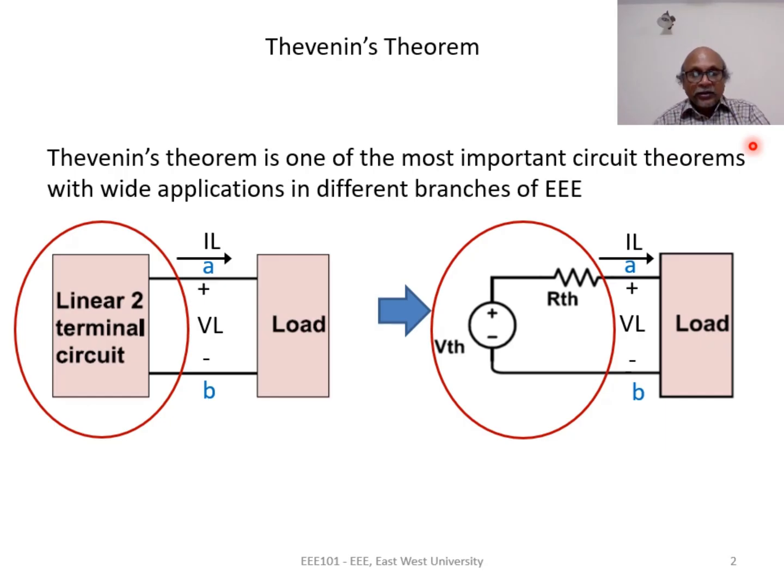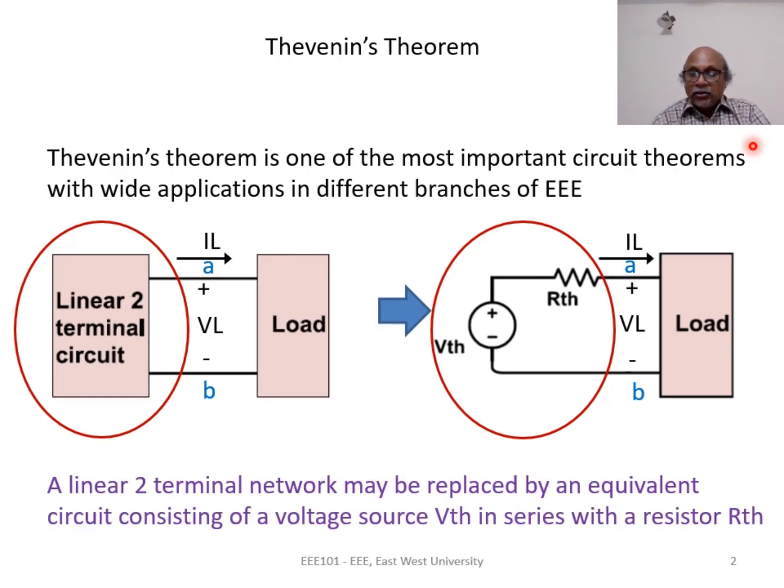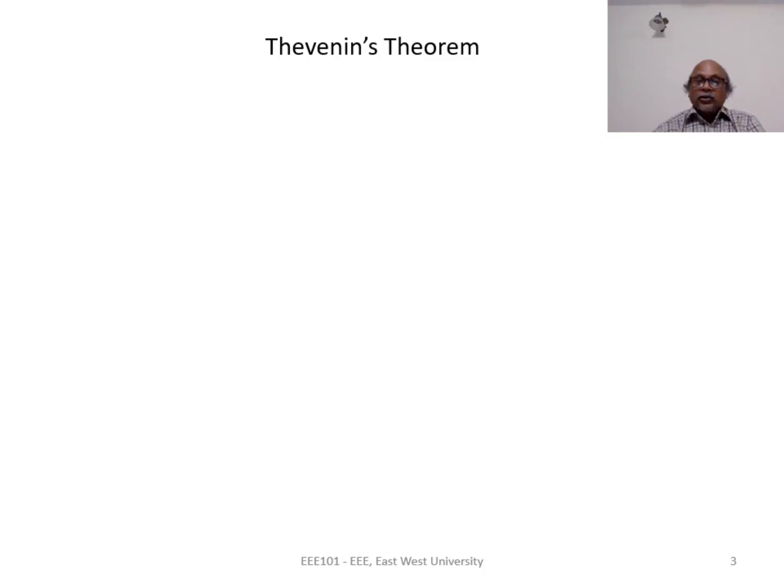If we want to state Thevenin's theorem formally, it can be said that a linear two-terminal network may be replaced by an equivalent circuit which consists of an independent voltage source V Thevenin in series with a resistor R Thevenin. Now the question is, if the linear two-terminal circuit is known, how do we find the value of VTH and the value of RTH? So this is the question that we will answer next.